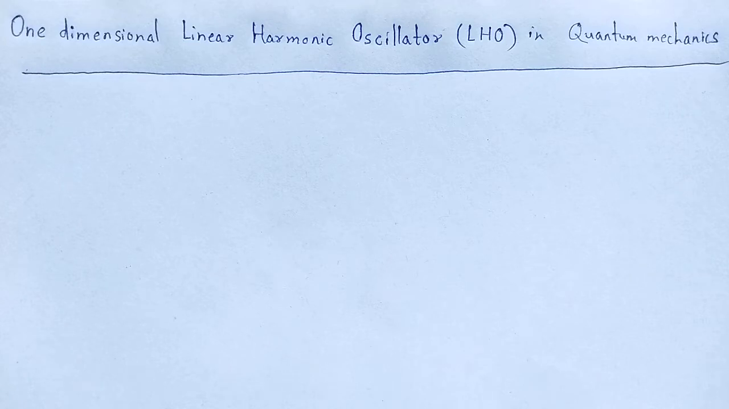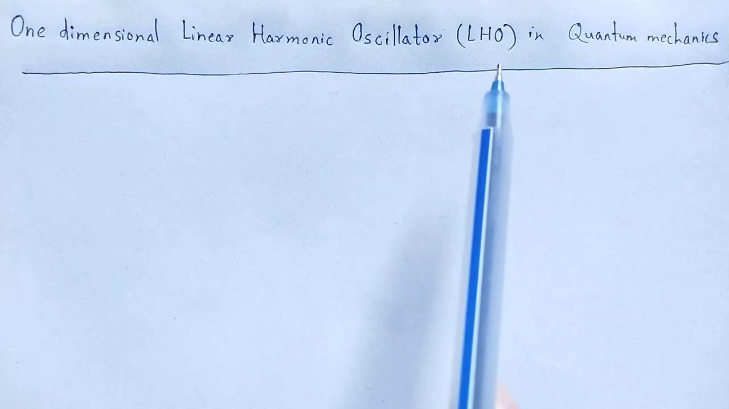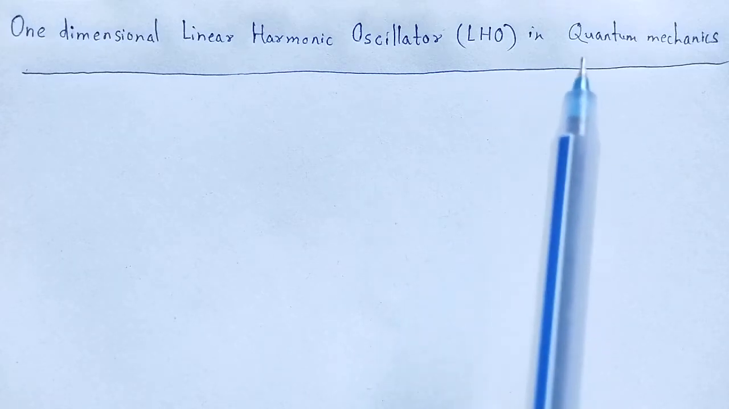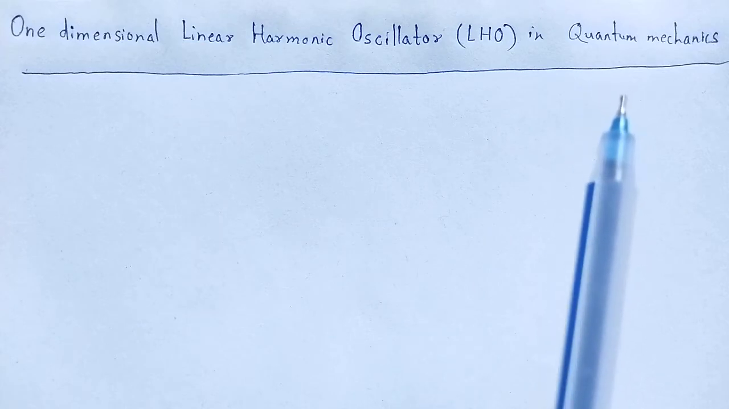In this video, we are going to discuss the one-dimensional linear harmonic oscillator in quantum mechanics. That means we have to study the eigenvalues, eigenfunctions and uncertainty relation in the linear harmonic oscillator, which is known as LHO in quantum mechanics. Let's begin.